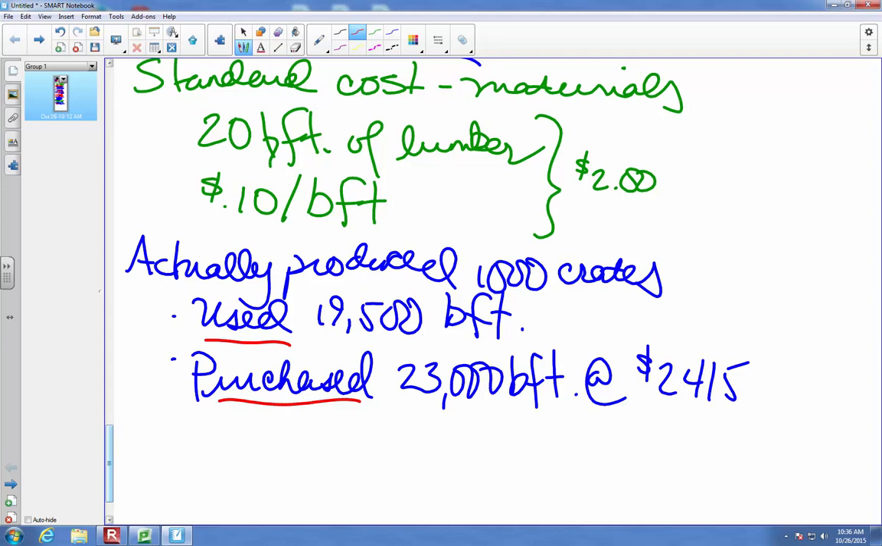How much should I pay for each board foot? 10.5 cents. Good. So you've got to figure that out first. Sometimes that'll be given, sometimes not. But 24.15 divided by... No, price per foot. Yeah, 24.15 divided by 23,000. Right. I paid 10.5 cents.